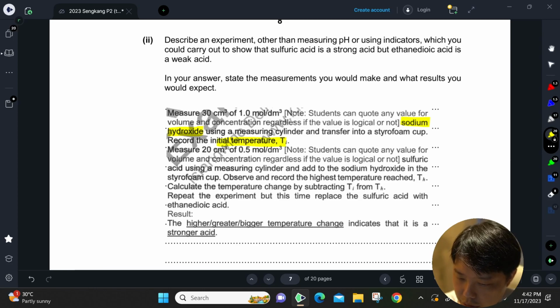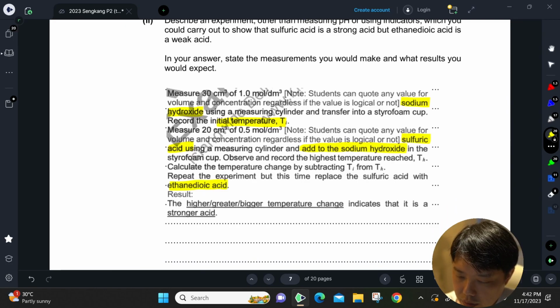Then you measure out another amount of your sulfuric acid and add it to the sodium hydroxide, and record and observe the highest temperature. Repeat the experiment and replace it with ethanedioic acid. The greater temperature change indicates the stronger acid, because it dissociates H+ faster, so the temperature change will be greater.